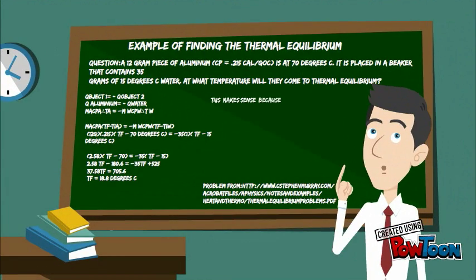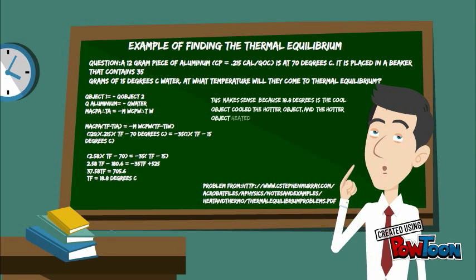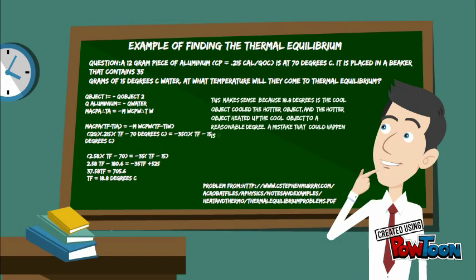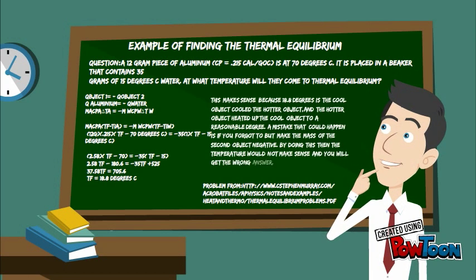This is an example of finding the thermal equilibrium. A 12-gram piece of aluminum is at 70 degrees Celsius. It's placed in a beaker that contains 35 grams of water at 15 degrees Celsius. And the thermal equilibrium comes out to 18.8 degrees Celsius. This makes sense because the hotter object warms the cooler object and the cooler object cools the hotter object.